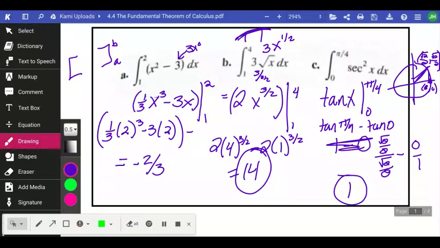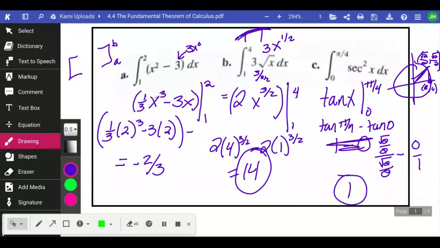Any questions on that? Tangent is one of my favorite underused trig functions, because often they use it with pi over 4, which is a 45-degree angle, which is easy to do. So, any questions on definite integrals? Plug the numbers in.